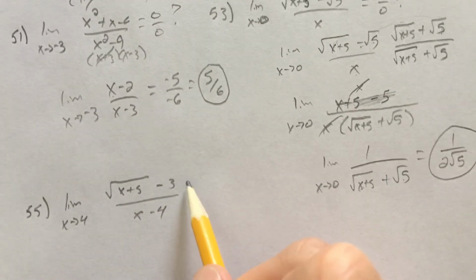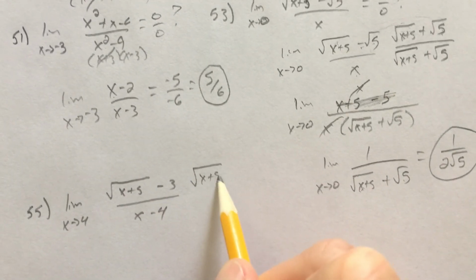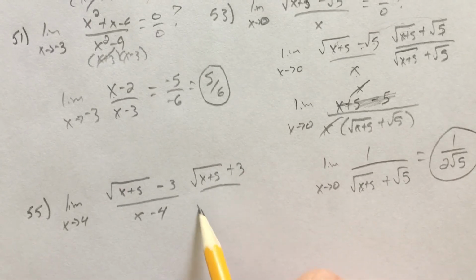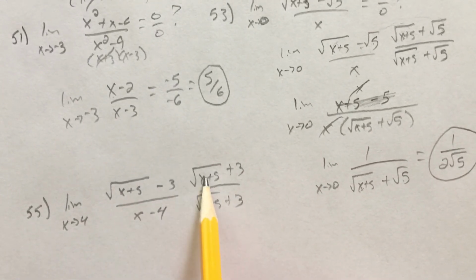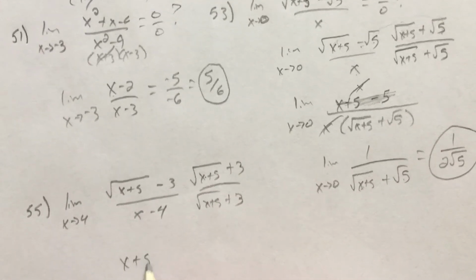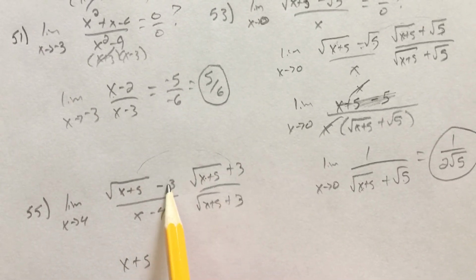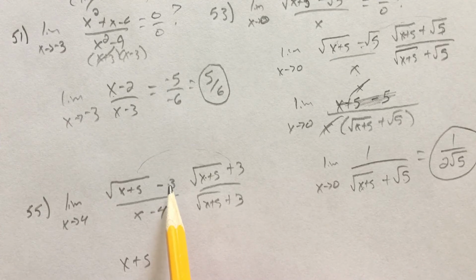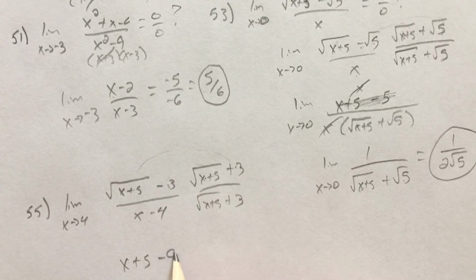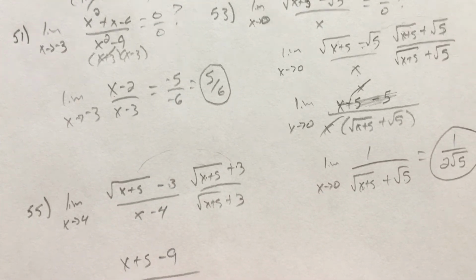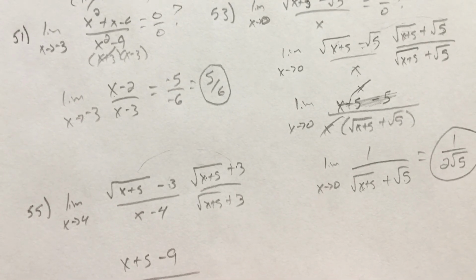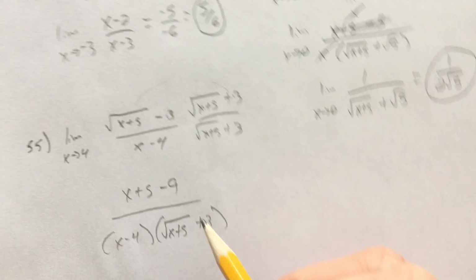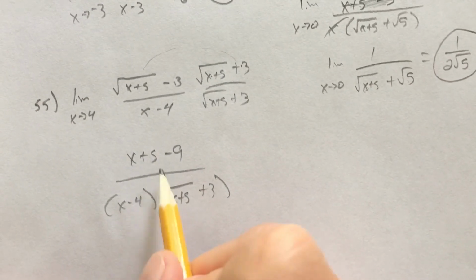All right, right here, multiply by the conjugate. Multiply by the conjugate. All right, on the top I'll have square root times square root, which gives me x plus 5. The outside and inside will cancel each other. I'll be left with negative 3 times 3, which is a negative 9. Okay, over x minus 4 times this. Again, we're anticipating something nice is about to happen. And that nice thing is right here.